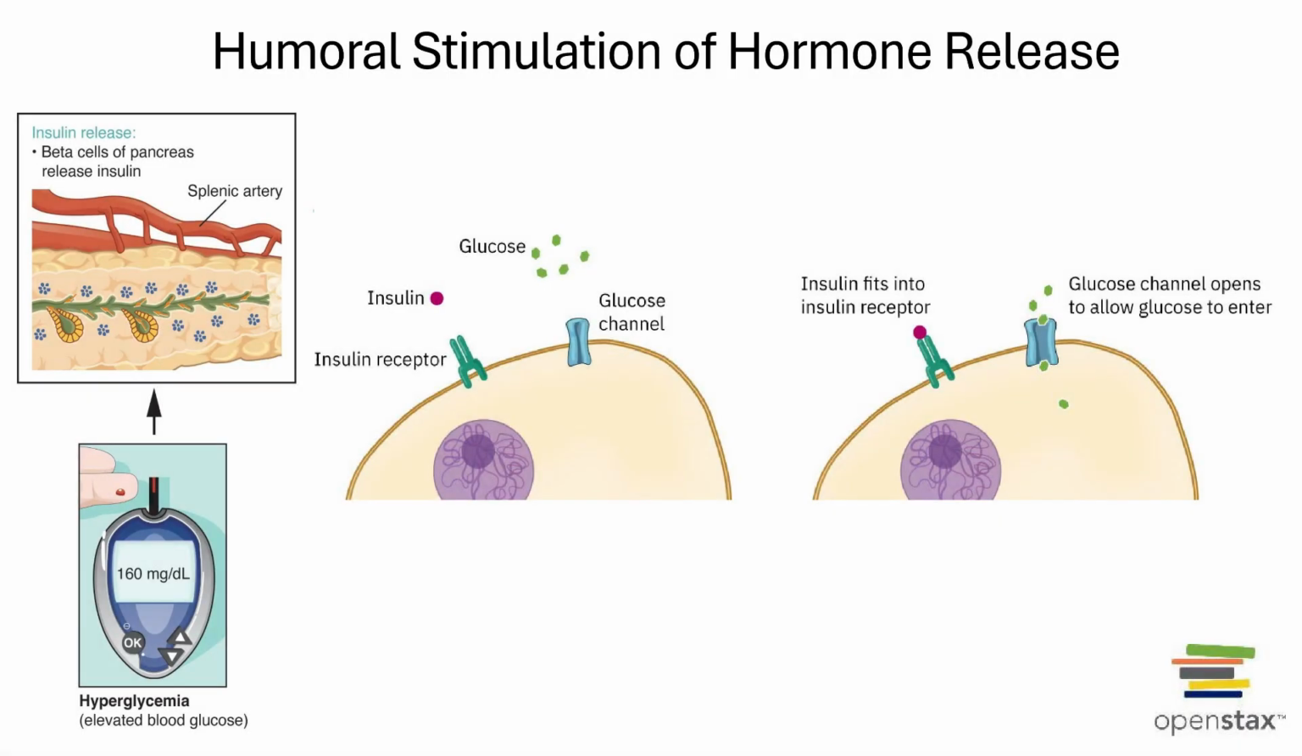Blood glucose is a third example of a humoral stimulus for the release of hormones. Cells in the pancreas release hormones in response to blood glucose concentration. Insulin is released by beta cells of the pancreas in response to high blood glucose levels, known as hyperglycemia. Insulin stimulates target cells throughout the body to remove glucose from the blood.